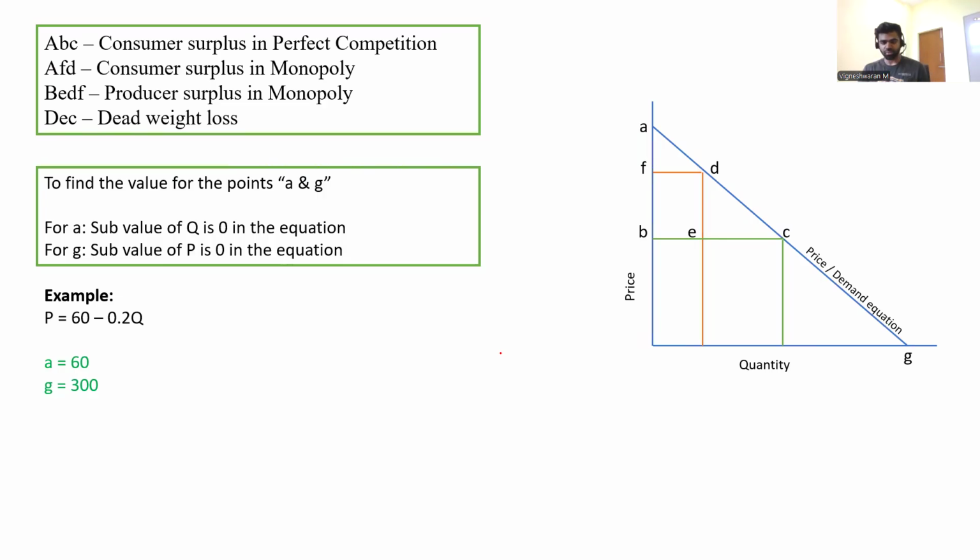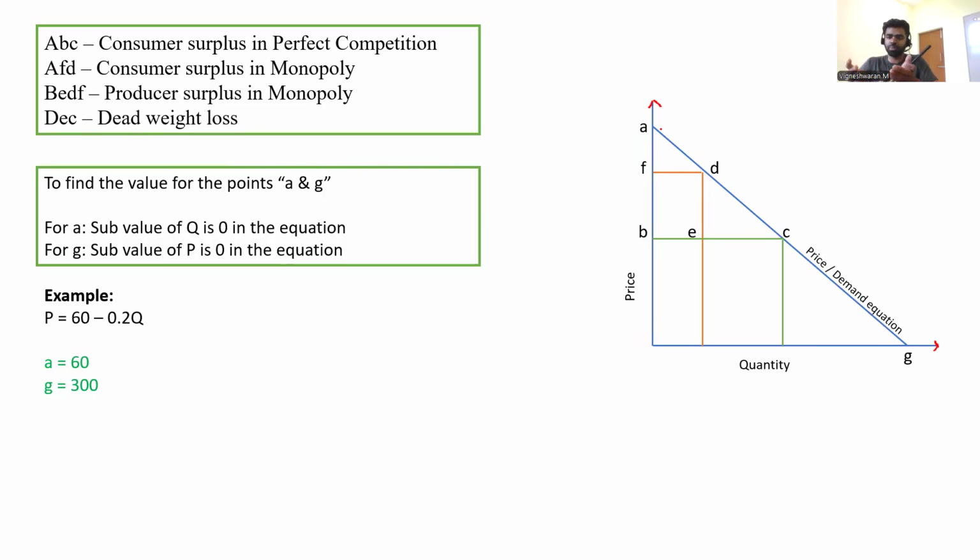Now see this graph. The y-axis is price and the x-axis is quantity. There is a line called AG, and that line is called the price line or demand equation. We all know that for a demand equation, if MC is given, we can find the price and output for perfect competition and also the price and output for monopoly.